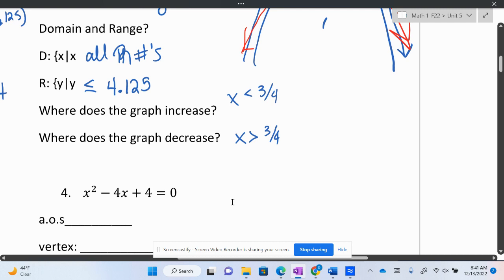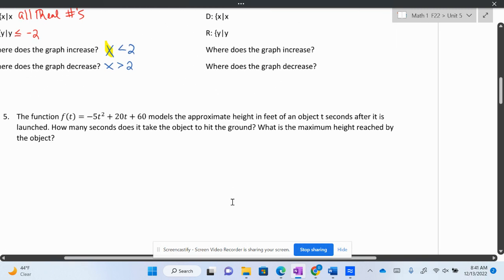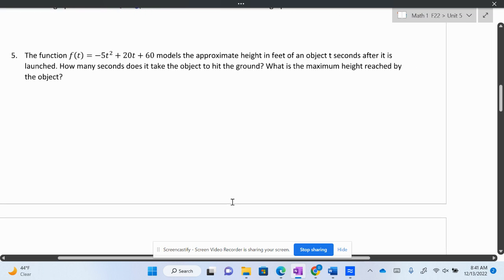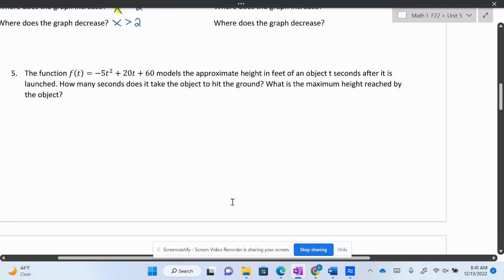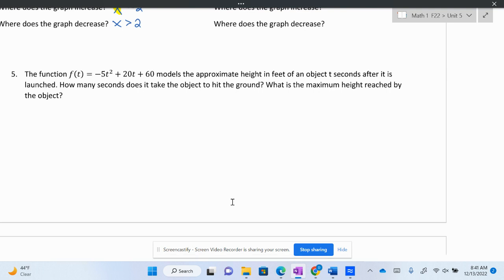I'm going to skip number 4 and we're going to go right to this word problem. So I want to get you guys started on your homework. All right. f of t equals negative 5t squared plus 20t plus 60 models the approximate height in feet of an object t seconds after it is launched. So t probably stands for time because it's in seconds. How many seconds does it take the object to hit the ground? And what is the maximum height?